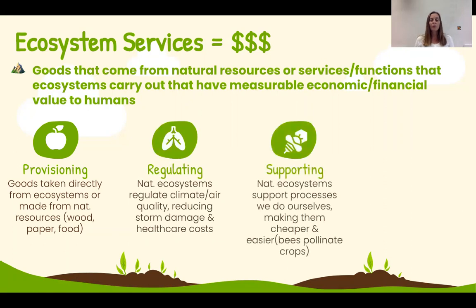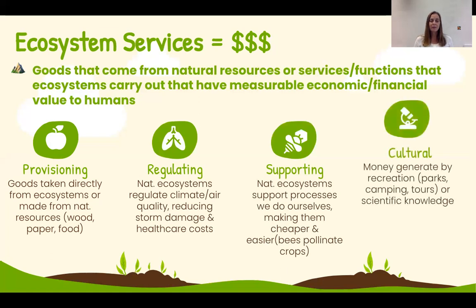Then we have our supporting ecosystems. So the ecosystem supports processes that we would otherwise do ourselves, making them cheaper and easier. So we could look at the example of bees pollinating crops so that we don't have to pollinate by hand, or we could look at the example of wetlands filtering water so that our groundwater is cleaner and goes through fewer purification steps before it can enter our taps.